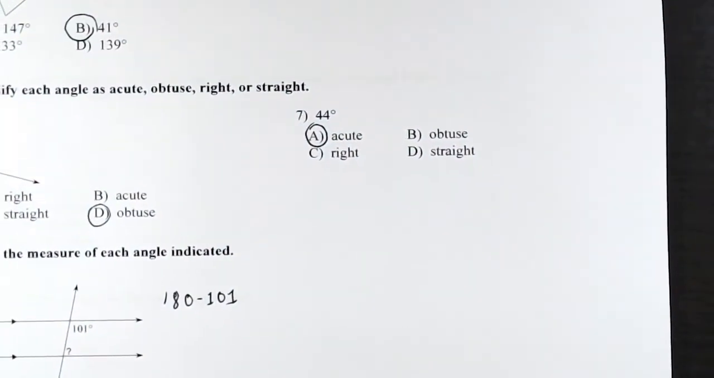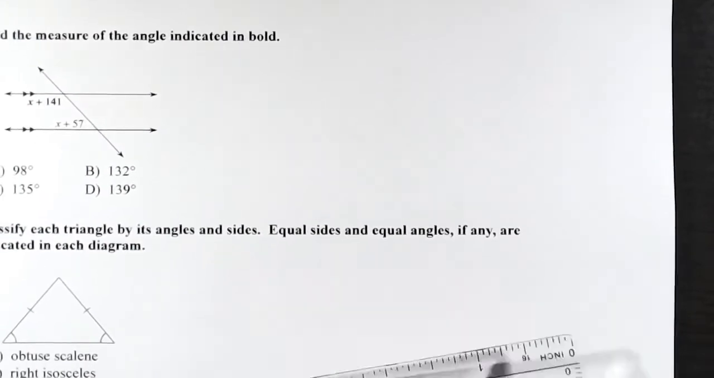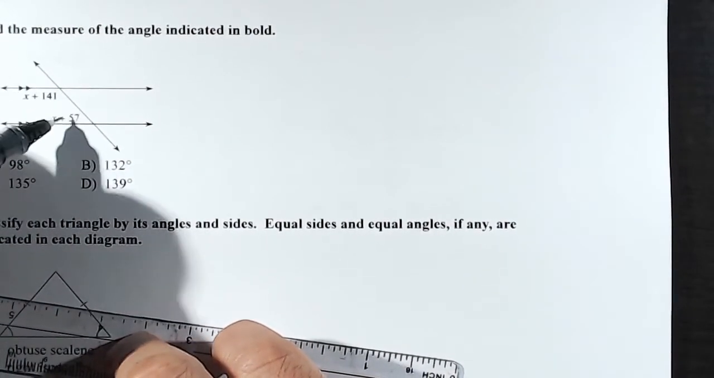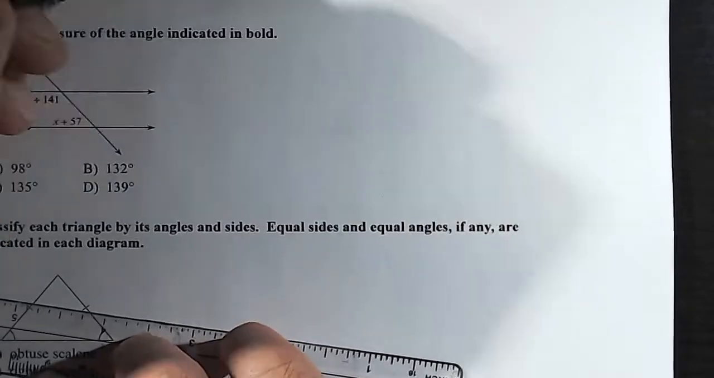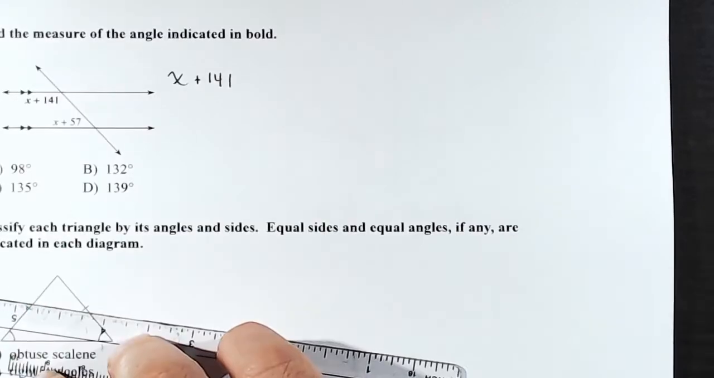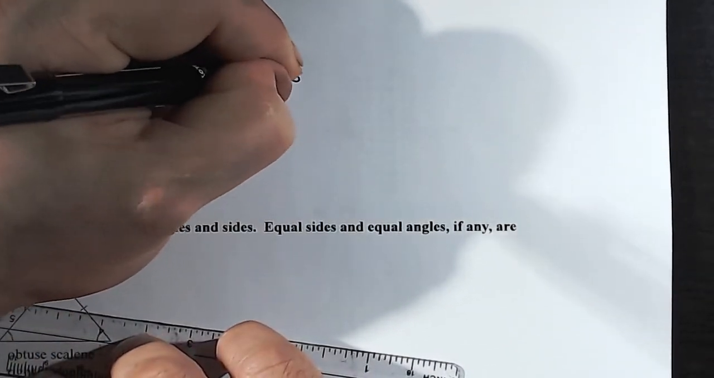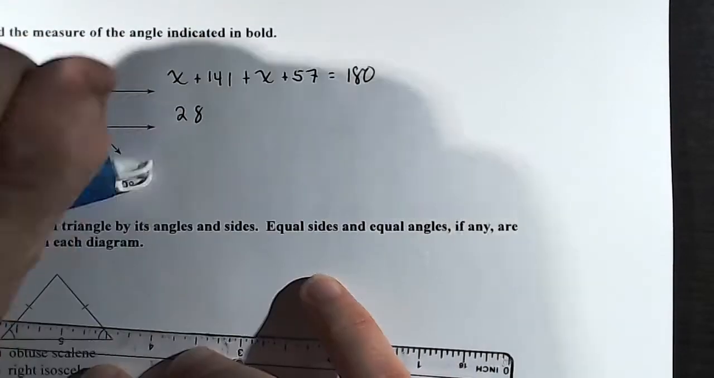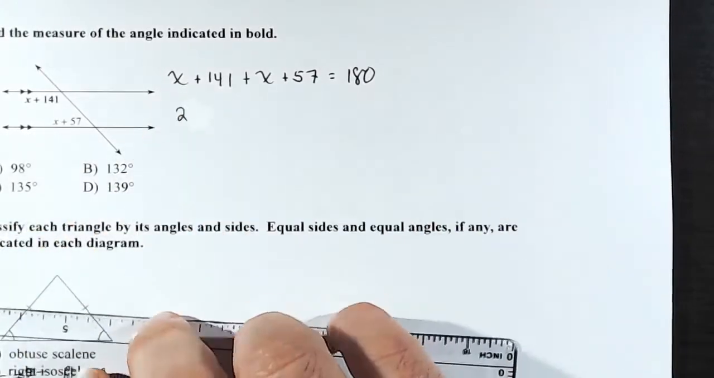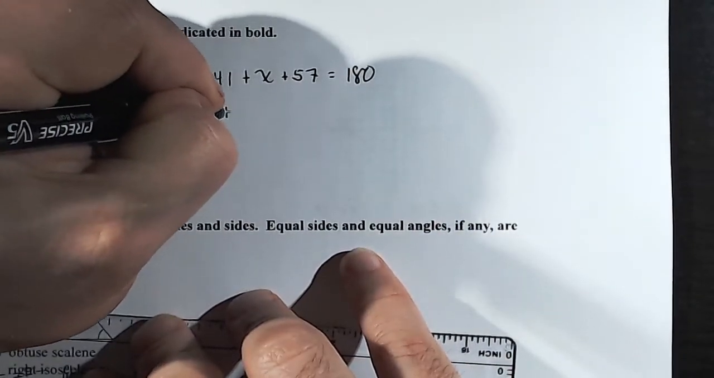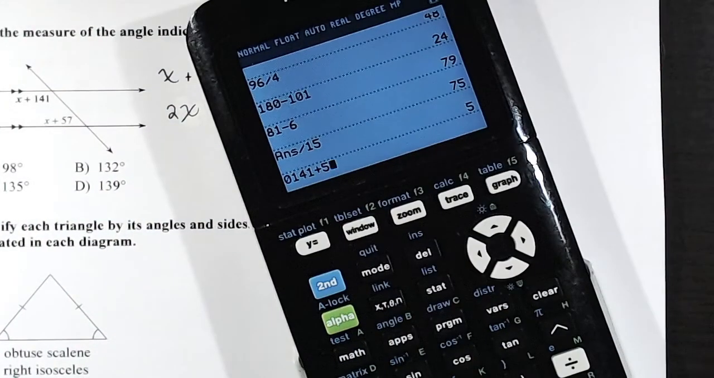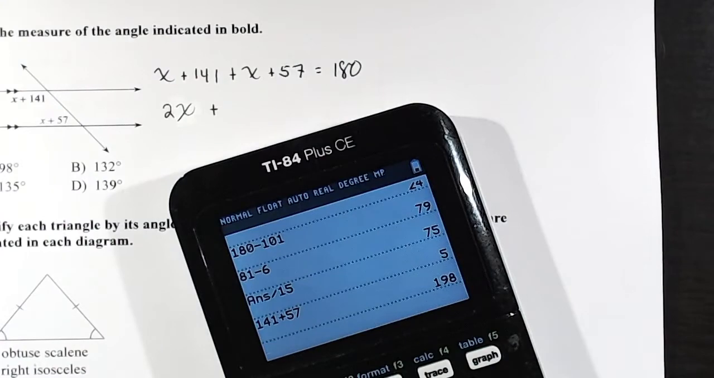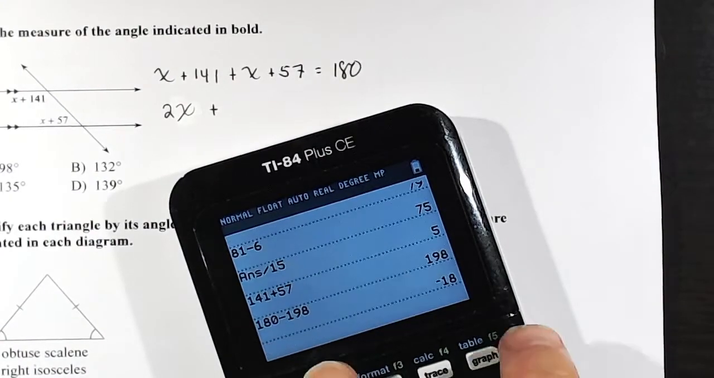Number 10. Same situation here. These are supplementary angles because they form a linear pair, so they have to add up to 180. So x plus 141 plus x plus 57 equals 180. Combine like terms on the left, you get 2x plus, and then we need to do 141 plus 57. 141 plus 57 is 198. And then do 180 minus 198. You get negative 18.